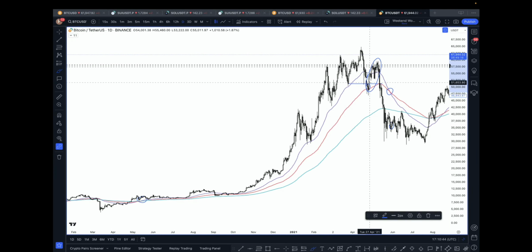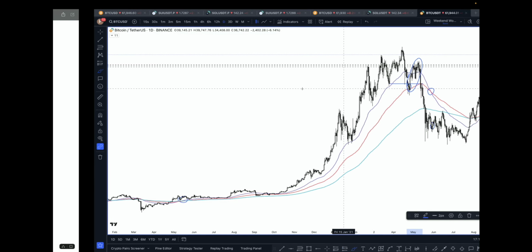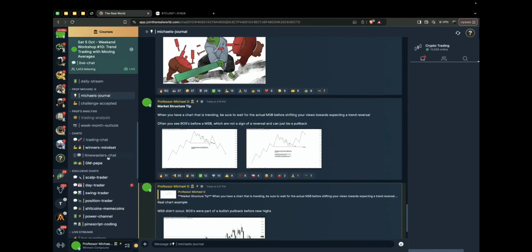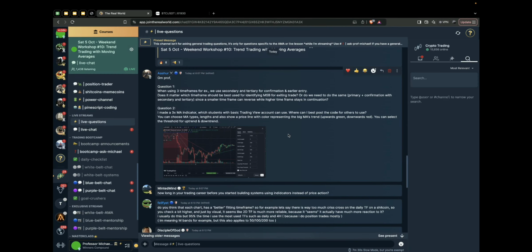Both get great entries. One gets a far better exit. So you can play around with these things. You can combine these things for better results.